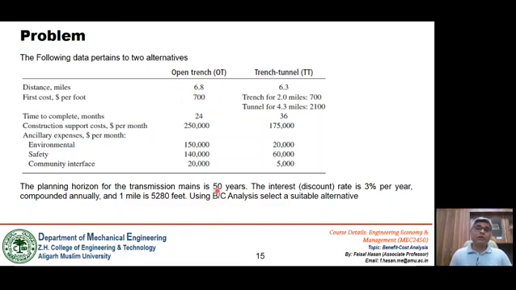If we compare this problem with the previous one that we discussed in part 1, in part 1 we had only one project, and we were computing whether to accept it or not, or in other words, comparing that project with a no project condition. But here we have two mutually exclusive projects, so we have to make a decision using the B by C analysis whether to go for an open trench or to go for a tunnel trench.